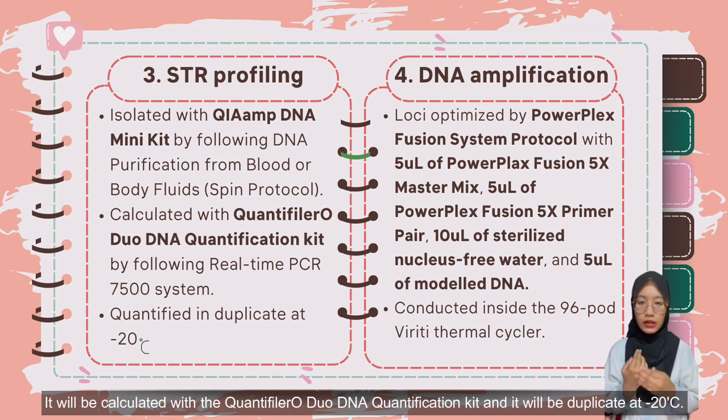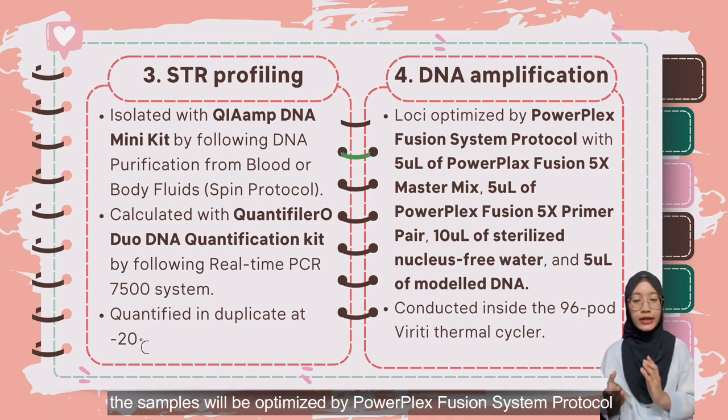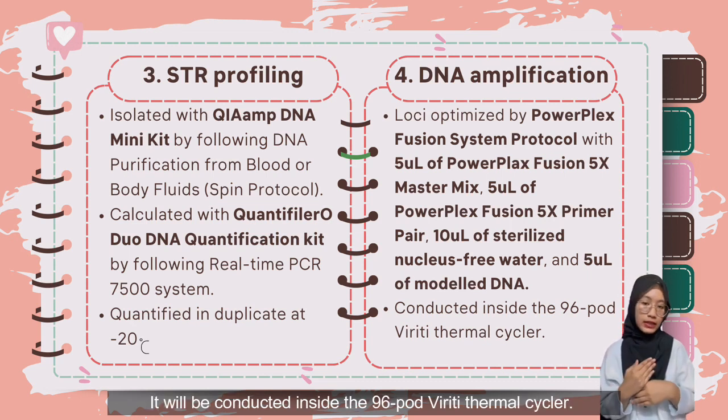It will then be quantified with the Quantifiler Duo DNA quantification kit, and it will be stored at negative 20 degrees Celsius. In the fourth method, which is the DNA amplification, the samples will be optimized by the PowerPlex Fusion system protocol with sterilized nuclease-free water and also the template DNA. It will be conducted inside the 96-well Veriti thermal cycler.